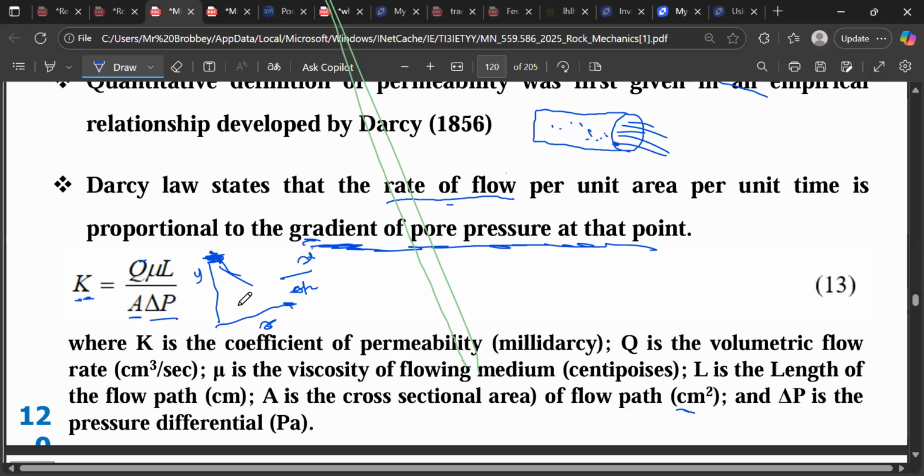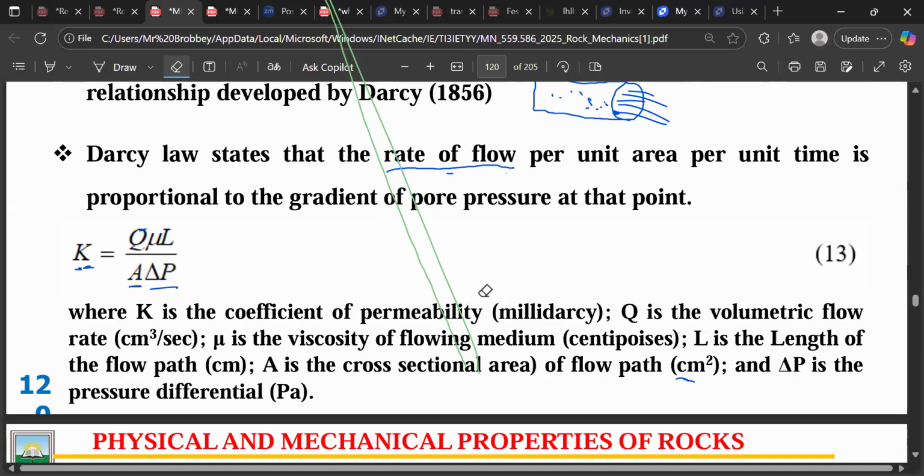Usually we can also have a negative sign in the Darcy formula. It just indicates flow from a higher pressure to a lower pressure. That is the interpretation of the negative there. All right, that is fine. So we move on.